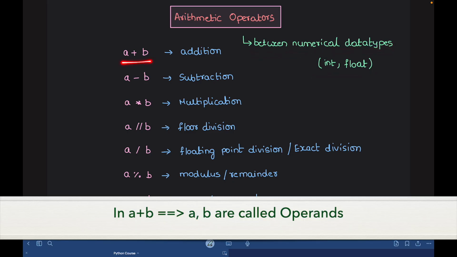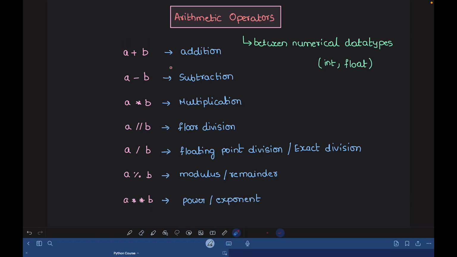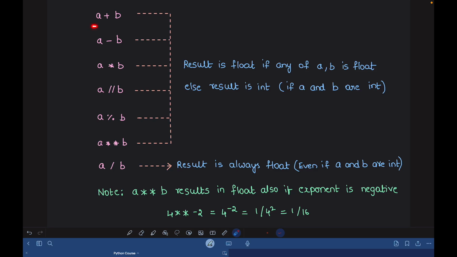If you take this expression a plus b, plus is called operator, which is addition operator, and a and b are called operands. So these operands a and b can be of type either integer or float. And all these operators are called binary operators because they work between two operands. Now these operands a and b can be either integers or floats. Both of them could be integers, both of them could be floats, or one of them could be integer, the other one could be float.